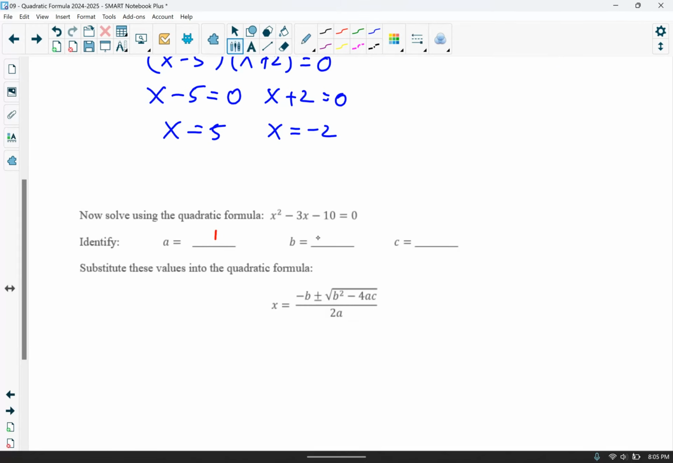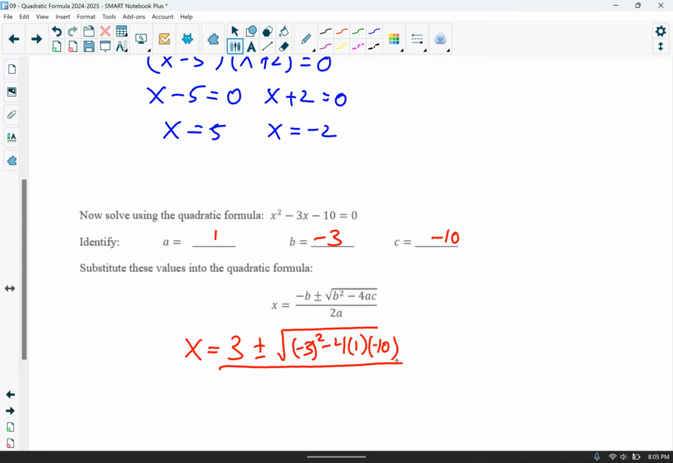So our a would be 1, b is negative 3, and c is negative 10. So now we just substitute in. x equals negative b, so negative negative 3, which is going to give you a positive 3, plus or minus the square root of b squared, remember we're using parentheses, minus 4 times a times c, all over 2 times a. And now we're just simplifying.